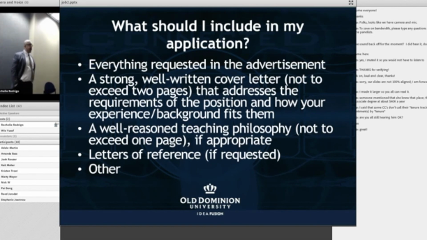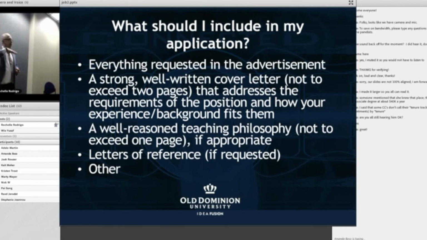If they ask for letters of reference, provide them. If they ask for names, provide the names. It's not a bad idea maybe to have the letters sent anyway, but again, having been in a search committee situation, sometimes a letter arriving weeks before the application comes in is a bit confusing. So send them if requested. If not, you could probably hold back. And if they ask for anything else.